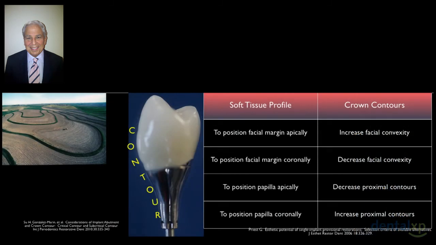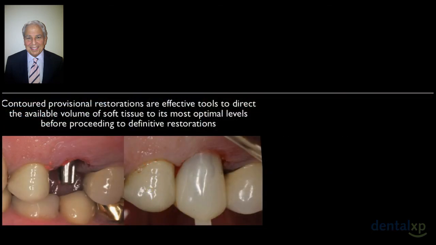Now, there was a great article that George Priest wrote a few years ago showing the relationship between crown contour and soft tissue profile. In fact, Su and Gonzalez just published something in the International Journal of Periodontics a couple of years ago where they talk about the critical crown contour having to do with the zenith position of the gingiva being 1 millimeter before that crown emerges from the tissue, and that's a critical crown contour. So let's see how this plays out when it comes to our implant dentistry.